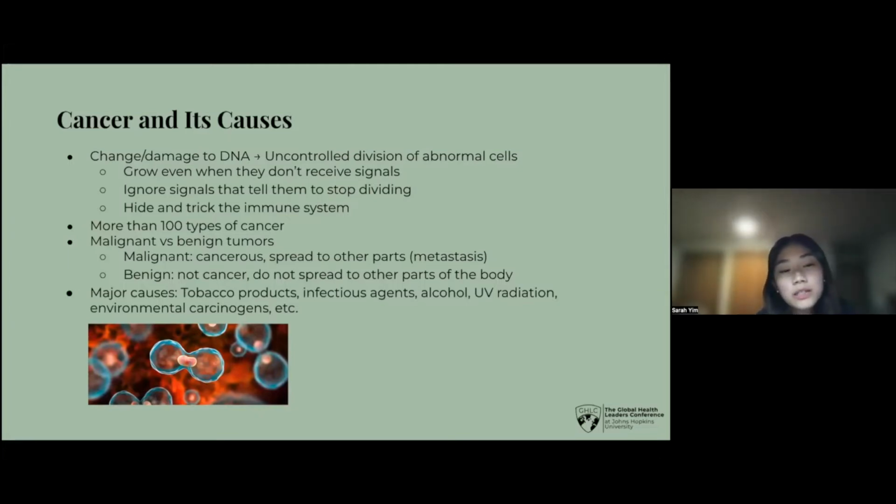and we can also categorize them into malignant and benign tumors. Malignant tumors are the cancerous cells, which can also spread to other parts through a process called metastasis. Benign tumors are not cancerous but also have the potential to turn cancerous, but as its name says, it does not spread to other parts of the body yet. The major causes of cancer, as we all know, can be from tobacco products, infectious agents, alcohol, UV radiation, and environmental carcinogens, which I will be talking about today.